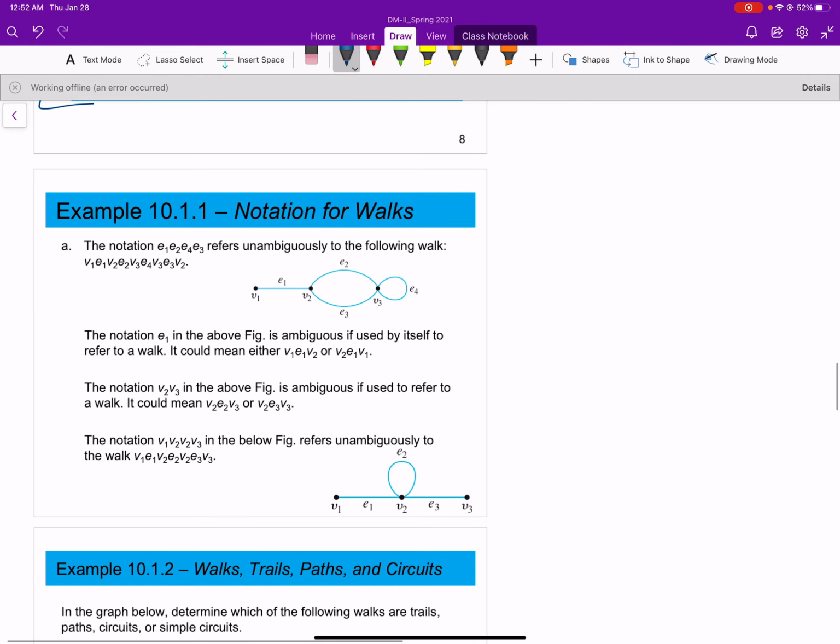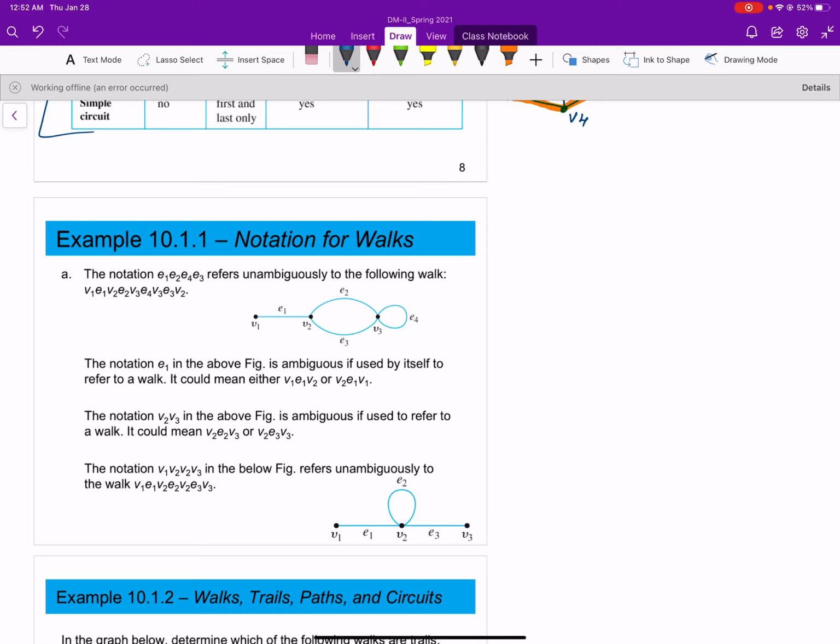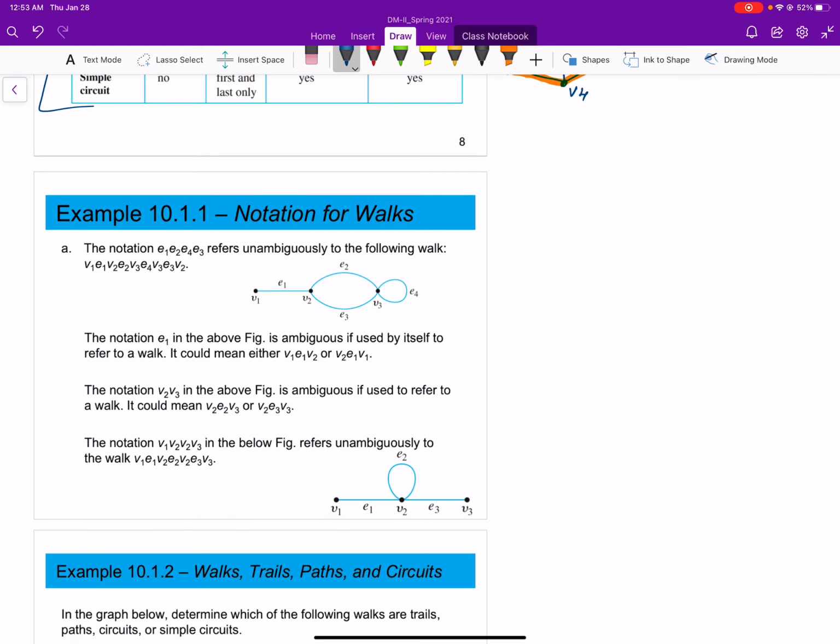Now let me go to the next slide. This is an example we have. Let me read this example. In this example, we talk about notation for walks. There can be several notations you could think of. So it is not unique. That means the way of giving a walk is not unique. So you can just use vertices, or you can just use edges to represent a walk, or maybe edges and vertices both. But what you have to make sure is that it is unambiguous.